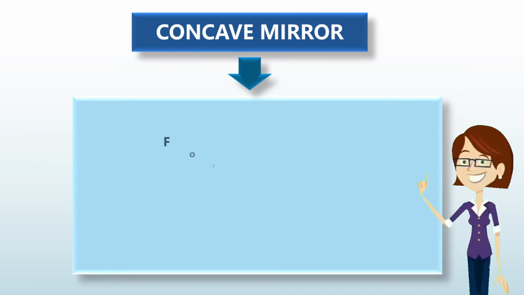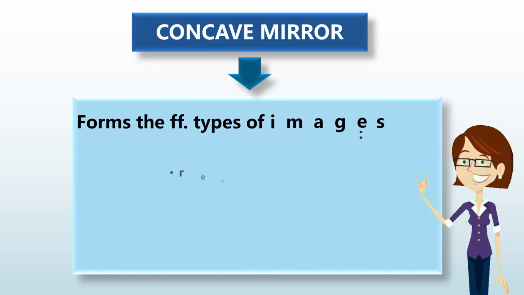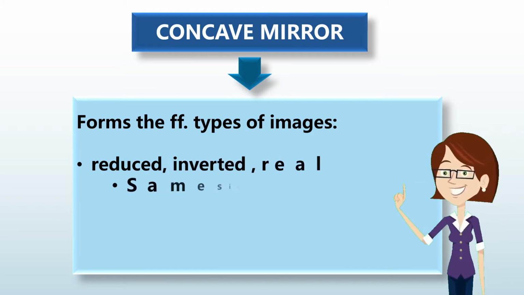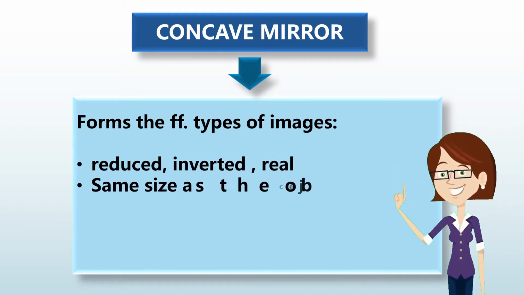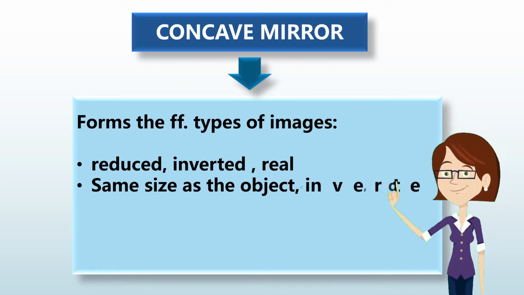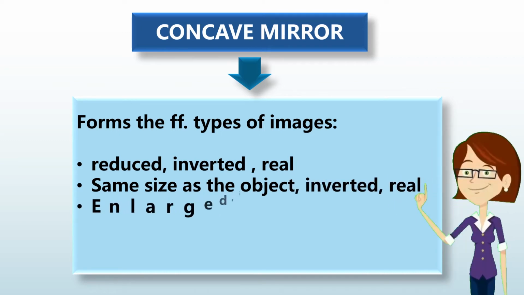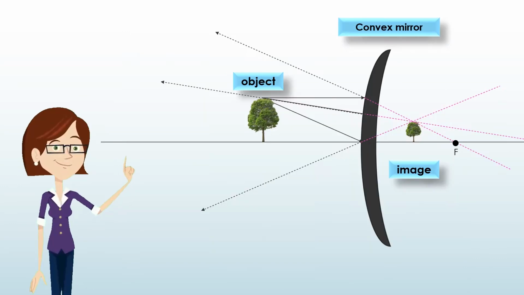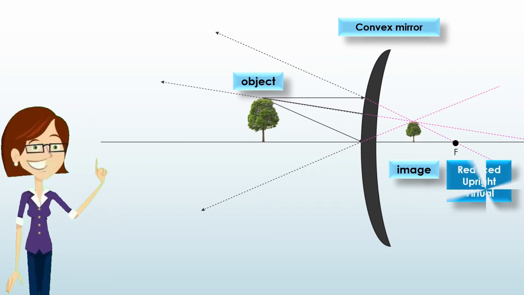So, the concave mirror forms the following types of images. 1. Reduced, inverted, and real. 2. Same size as the object, inverted, real. Number 3. Enlarged, inverted, and real. And the last one is enlarged, upright, and virtual. Unlike concave mirrors, the convex mirrors always produce images that are reduced, upright, and virtual.